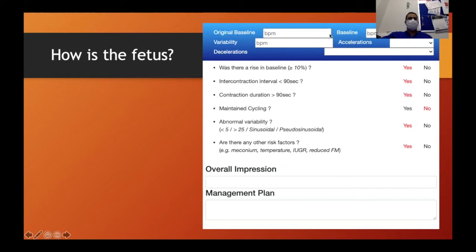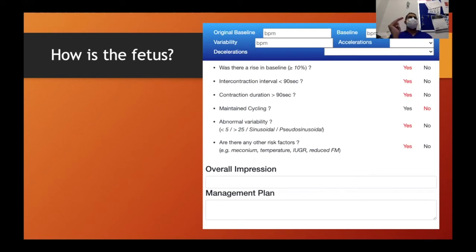Okay, so just a basic description: what's the original baseline? What's the baseline right now? What's the variability? Are there any accelerations, decelerations, and what type? Okay, that's just the basic description to focus on the trace. The questions that you need to ask yourself: has the baby's baseline gone up? Because that may mean that baby is developing chorioamnionitis, or it may mean that baby is becoming more stressed. There's compensated stress. Are the contractions becoming too narrow, too close together?